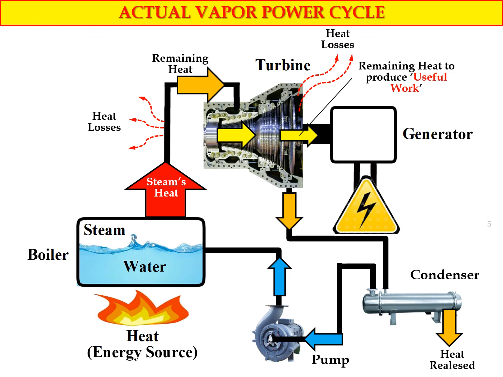So as you can see in this actual vapor cycle, we have heat loss in the piping and also heat loss to the surrounding by the turbine.